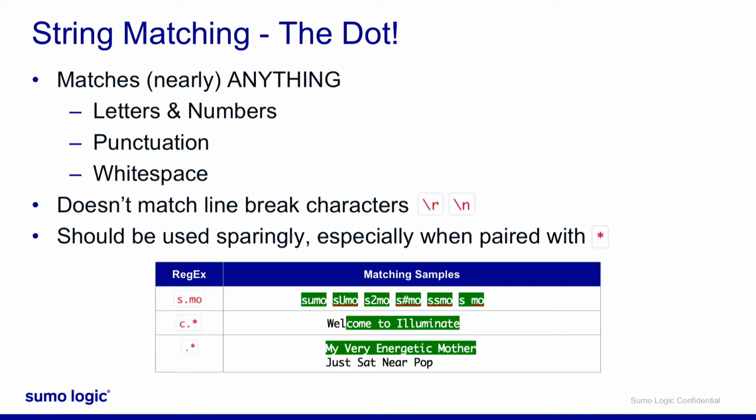And it should be used sparingly. Dot star will match as much as it can. So sometimes you'll write a regular expression to specify a field, and all of a sudden you see half your original message in the field name. It's probably because you used a greedy character. So good example here. As I said, it'll match anything. And so C dot star will match everything from the C right to the end of the line.